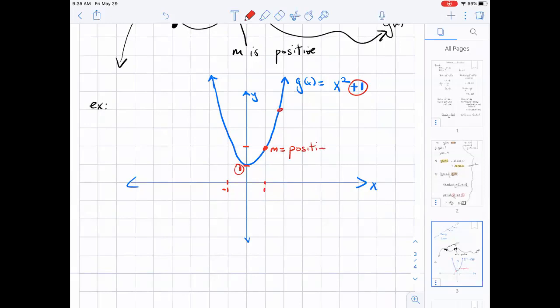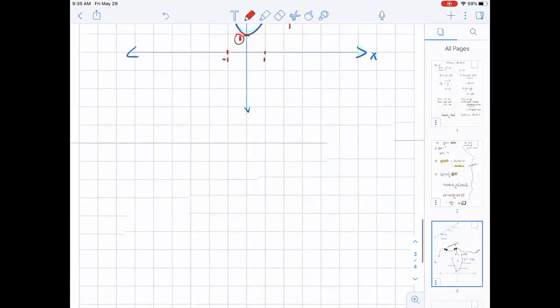If I ask you what is M here, what will you tell me? M is positive. If I ask you what is M over here, what do you tell me? M is negative. Now, that's from a picture perspective.